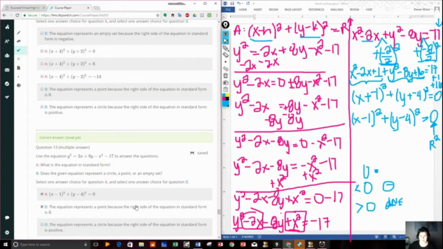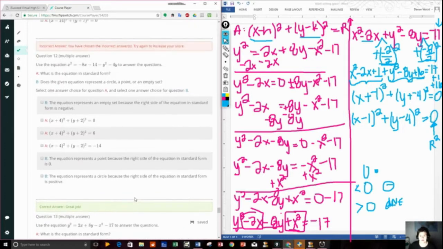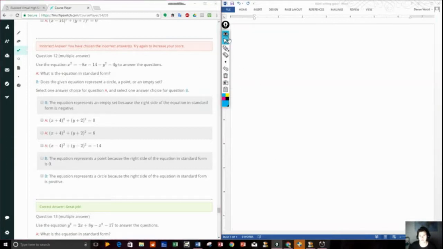Great job. Okay, the next question: use the equation x squared equals -8x minus 14 minus y squared minus 4y to answer the questions. What is the equation in standard form? Does the given equation represent a circle, a point, or an empty set? Okay, so let's start all over again.